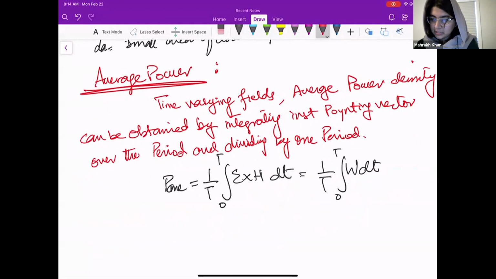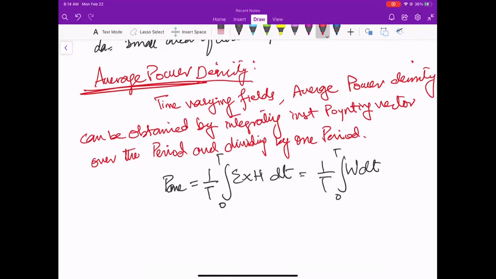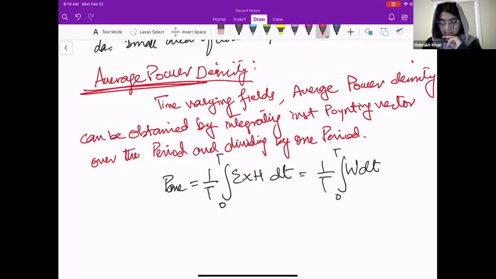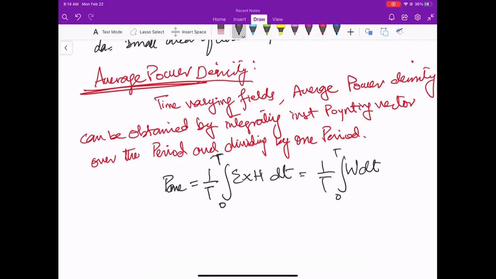I should write the density here first. Are we clear about this? Is it dt? I mean, d lowercase t or d capital T? It's a lowercase t. It's time dependent, but we are integrating it over 0 to capital T, where capital T is your one time period.